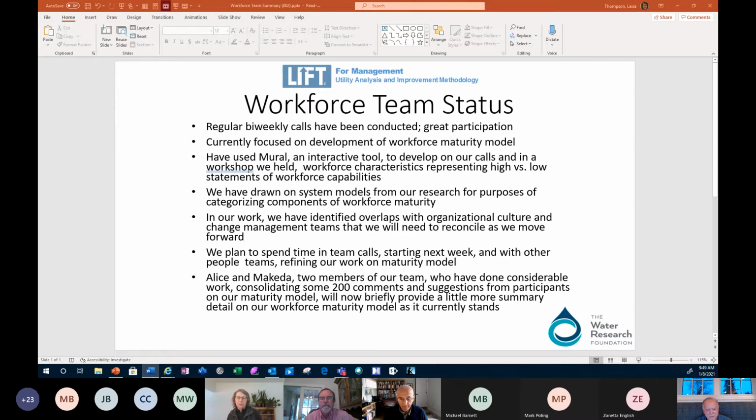In our upcoming calls, we'll continue to refine the work that's being done on the maturity model. And I think right now we'd be best served if we let Alice and Makeda give us a little more insight into the great work they've been doing to consolidate what's a really large volume of input that we got in our workshop. I'll hand it off. So Alice or Makeda, do you want to share the screen?